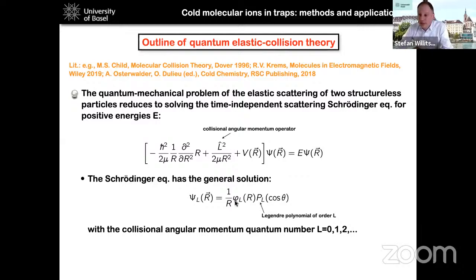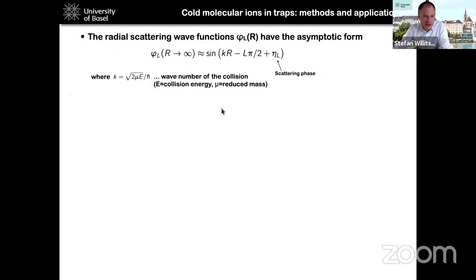The interesting question is now, what do these radial functions look like? If one solves the Schrödinger equation, then one finds as an asymptotic solution to these radial functions these sine functions. These are essentially the asymptotic form of Riccati-Bessel functions that one gets as a solution to this case. And I should say, we are only interested in asymptotic solutions here.